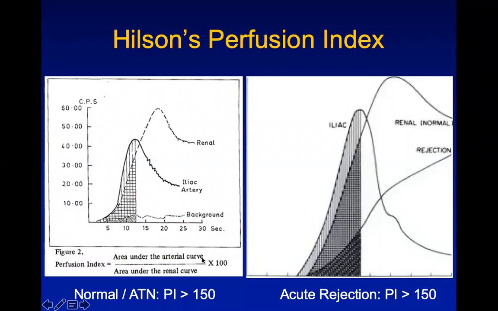So the normal ratio should be less than 150. In acute rejection, the ratio becomes more than 150. Obviously, as the renal curve falls in rejection, the curve flattens out. So this area becomes very small compared to the vessel curve. So naturally, this region divided by this region, the ratio will go up very high. I'm sorry, this should have been less than 150.